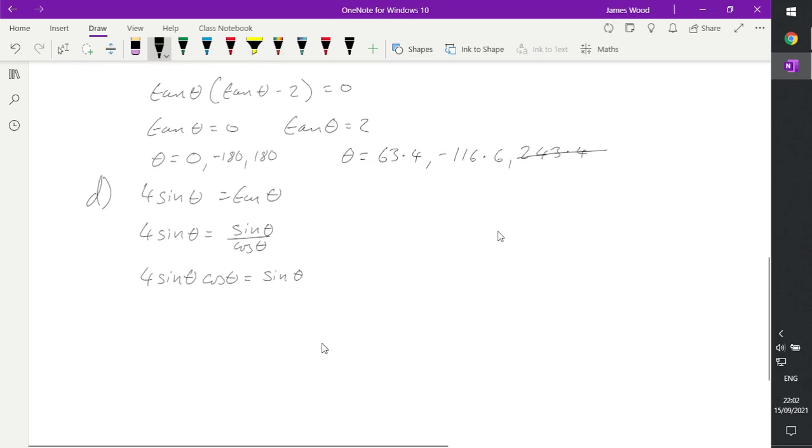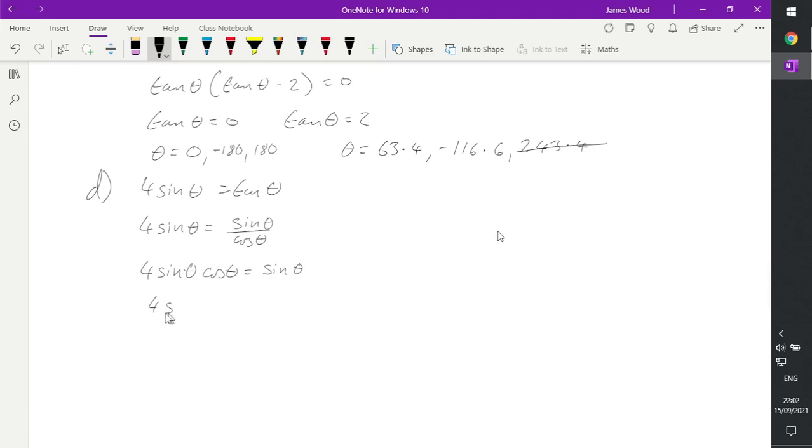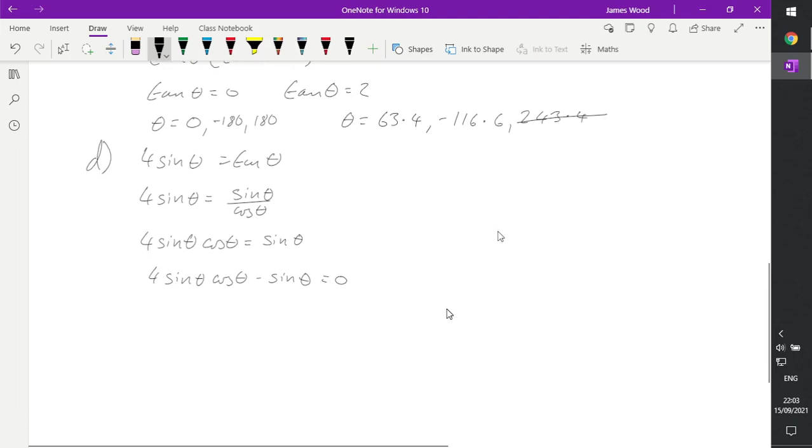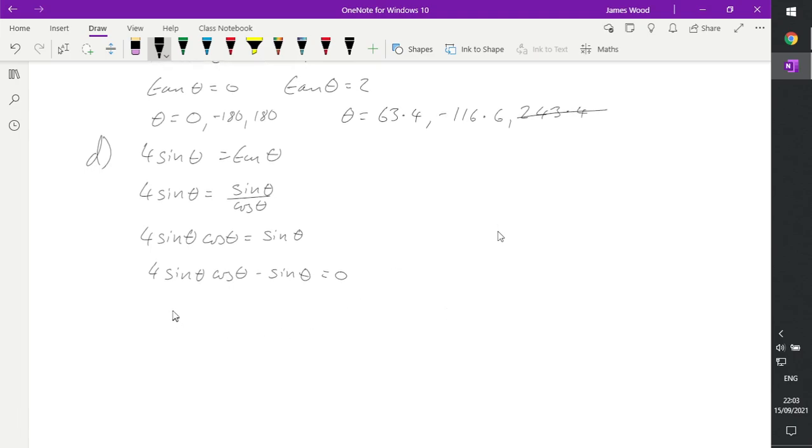And then I think if I subtract sine theta from both sides. Okay, so now I've got something equals 0. I can't really swap the coses or sines for the other type of function because they're not squareds. So I can't really use sine squared plus cos squared equals 1 here. But what I could do is factorize out the sine theta.